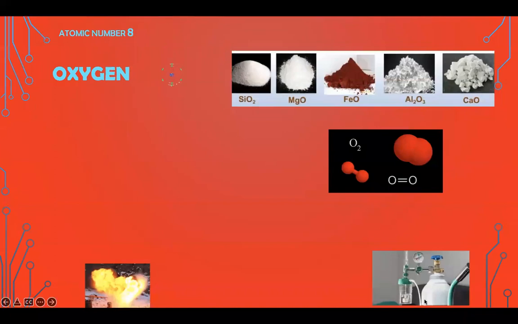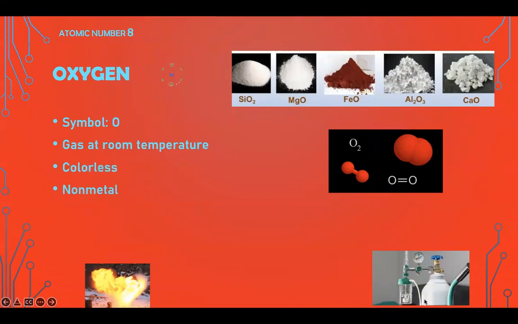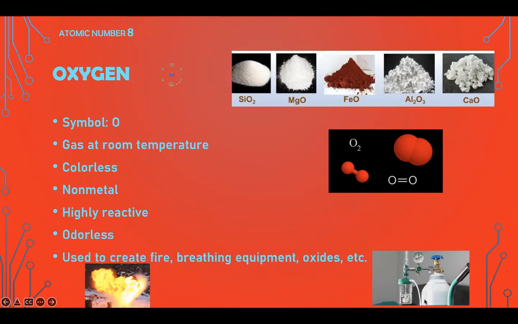Now we come to oxygen, which is pretty well heard of. Oxygen's symbol is O. It is a gas at room temperature. It is colorless. Oxygen is a non-metal. It is highly reactive because it forms oxides and ignites. Oxygen is odorless, and it is used to create fire, breathing equipment, oxides, etc.